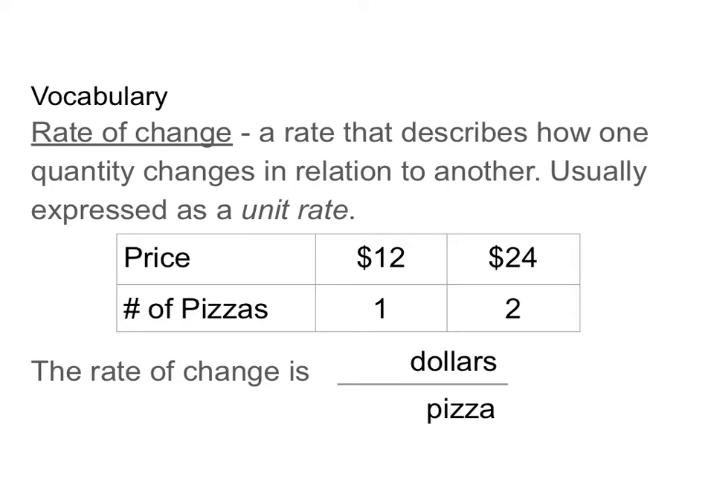Well, let's just talk about pizzas, right? If I have one pizza, it costs $12. That would be the same for two pizzas, which would cost a total of $24. So the rate is the same. The rate of change here is $12 for one pizza. Maybe the rate of change is not constant, but in this case, it is constant.